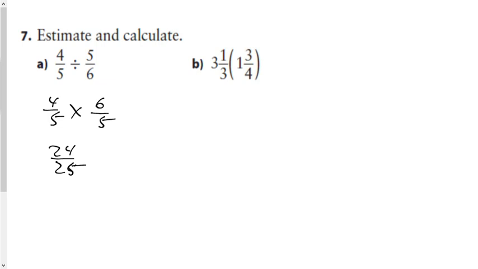24/25. So if you have 80% of a pizza, or sorry, 4/5 of a pizza divided into groups of 5/6, how many groups of 5/6 can you make from 4/5? You can almost make a group, but not quite a group. It's too complicated. It's not worth doing.